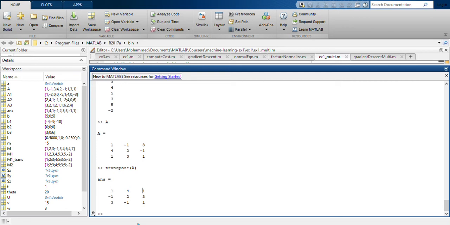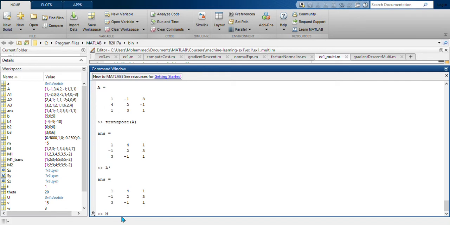Okay, so that's the command for transpose. But there is also another command for transpose which is a bit shorter. Rather than writing transpose of A, we can just write A single quote. That will also create the transpose of A. So if we write transpose A and A single quote, you see it gives the same answer.